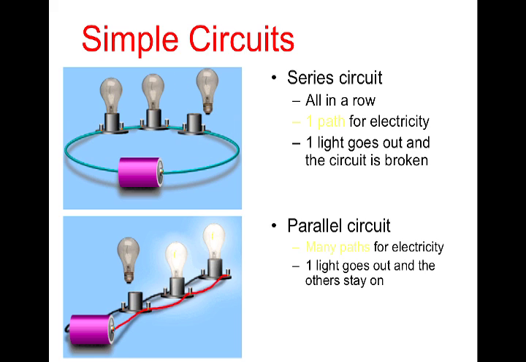And a couple of simple circuits that we're going to study are series and parallel circuits. Series circuits are when everything is in a series, in a row. There's only one path for the electricity to go through. If you look at the top picture, if you remove one light bulb, well, then the electricity is stopped. The circuit is broken because the electricity doesn't have the light bulb to flow through.